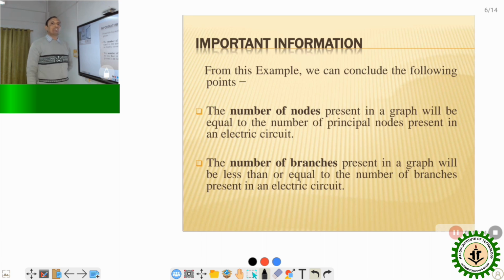So the number of nodes will be equal, but the number of branches will either be equal or less than with respect to the original circuit.